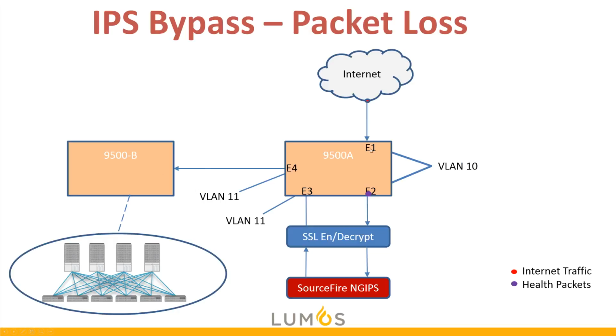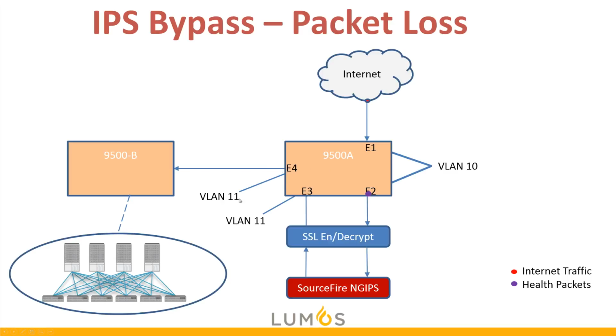So here we have E1 and E2 that are both on VLAN 10. And these are still transparent devices, but now we're passing traffic through the SourceFire next-gen IPS, back to the SSL encryptor, and then back directly to the network. We're passing it back onto the same switch. Now, if E3 and E4 were part of the same VLAN, then the MAC addresses learned from 9500B and the rest of the network would have simply been learned on VLAN 10, on E4, and E1 would have simply sent the traffic direct.